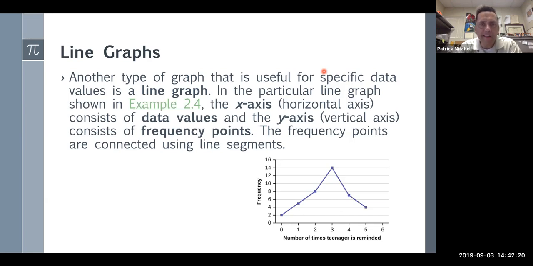Last time we talked about stem plots. So the next type of graph we want to talk about are line graphs. Here you see an example of a line graph. This is referring to a specific example in the textbook.